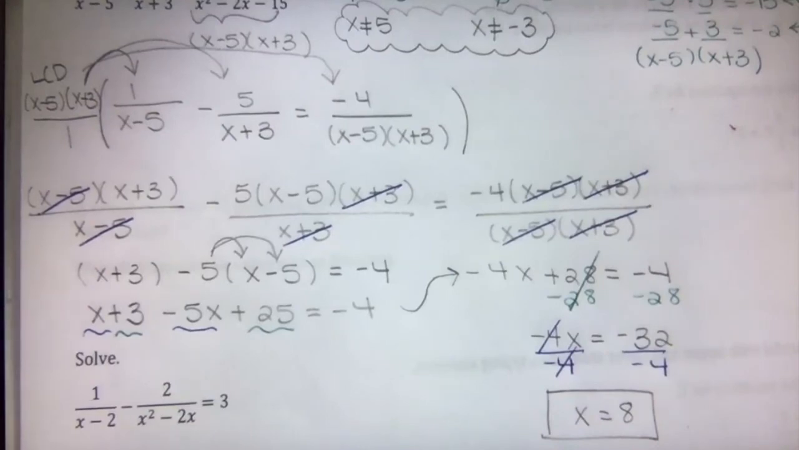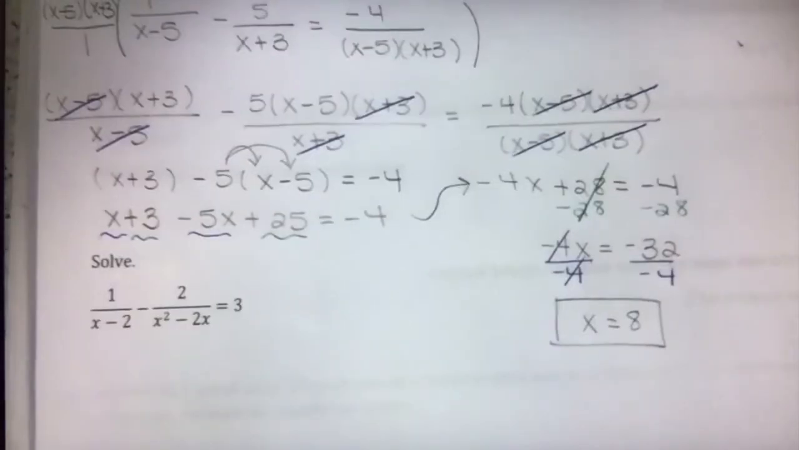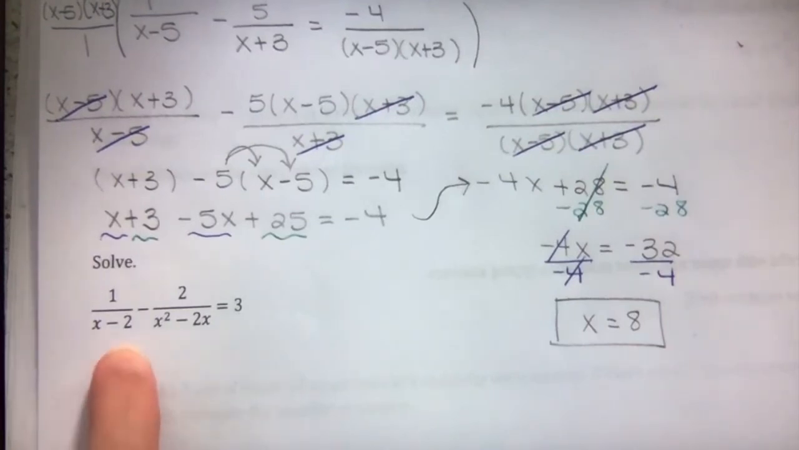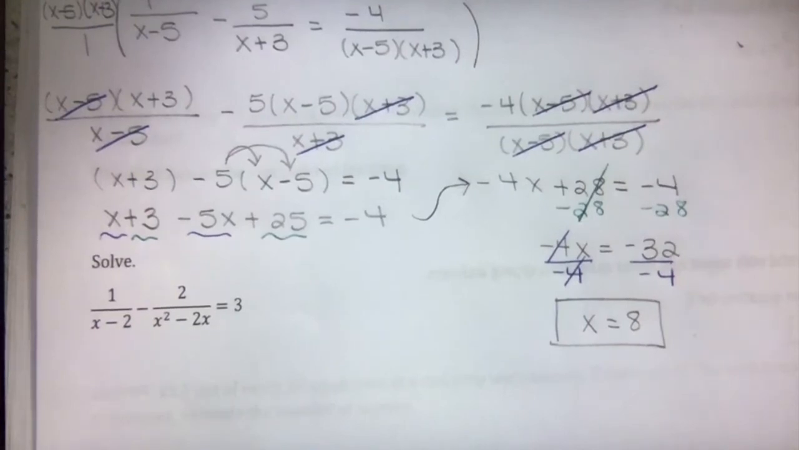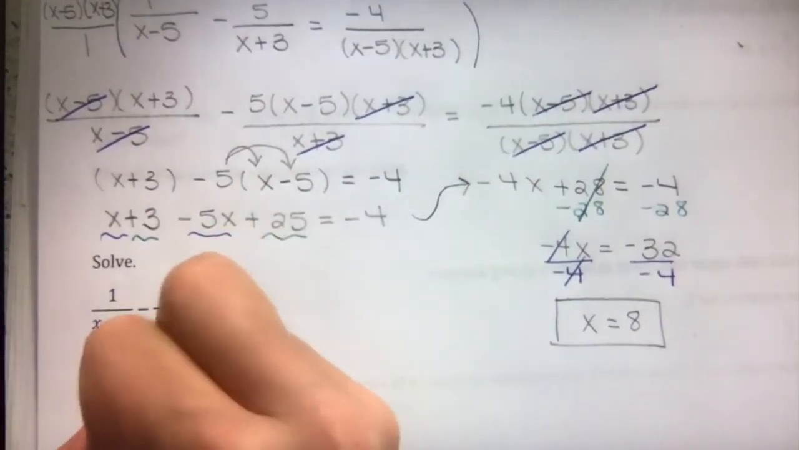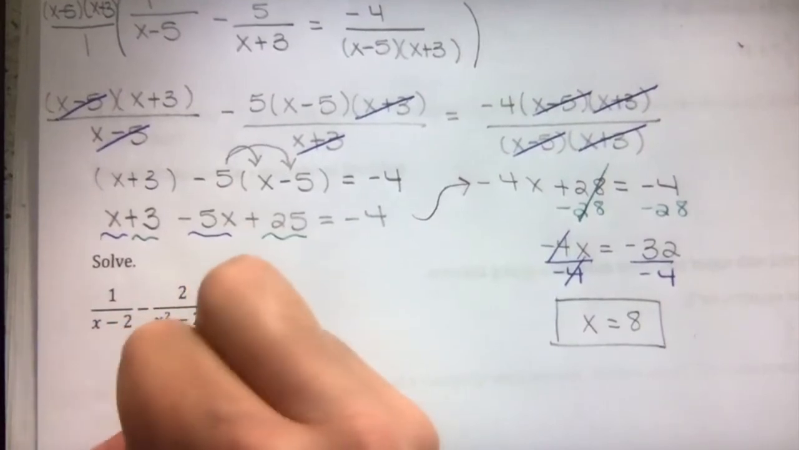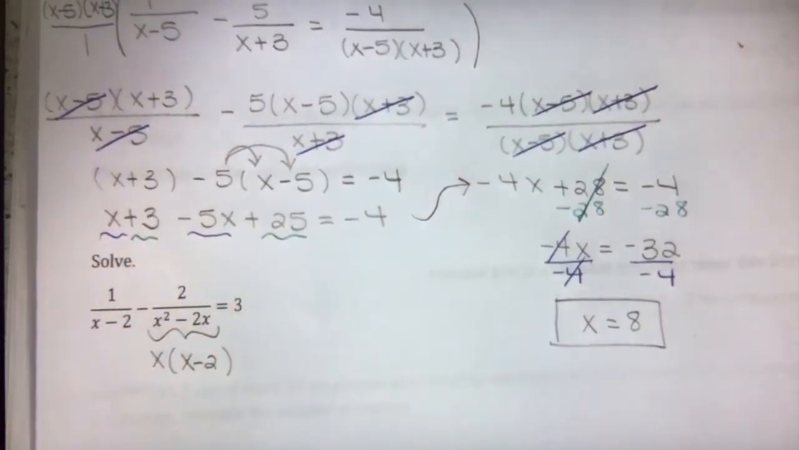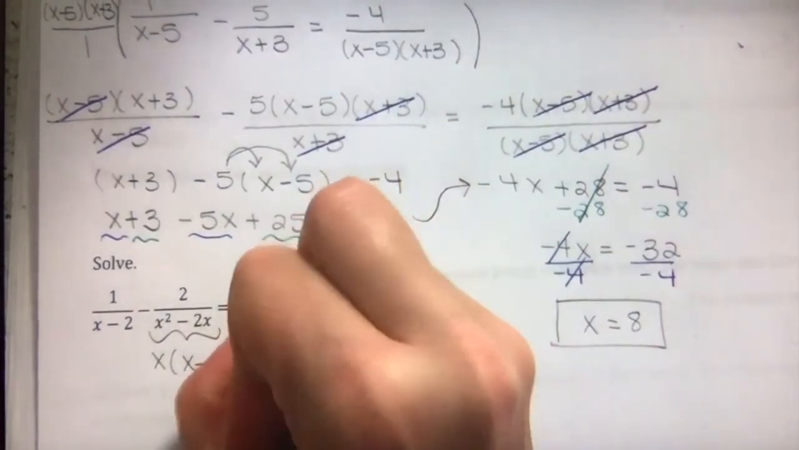So we have 1 over x - 2 minus 2 over x squared minus 2x equals 3. Let's go and let's factor first. It helps us find the domain. So x - 2, there's no GCF. Everything's factored. x squared minus 2x, the GCF is x. You can factor out that x, and we're left over with x - 2. Then that equals 3.